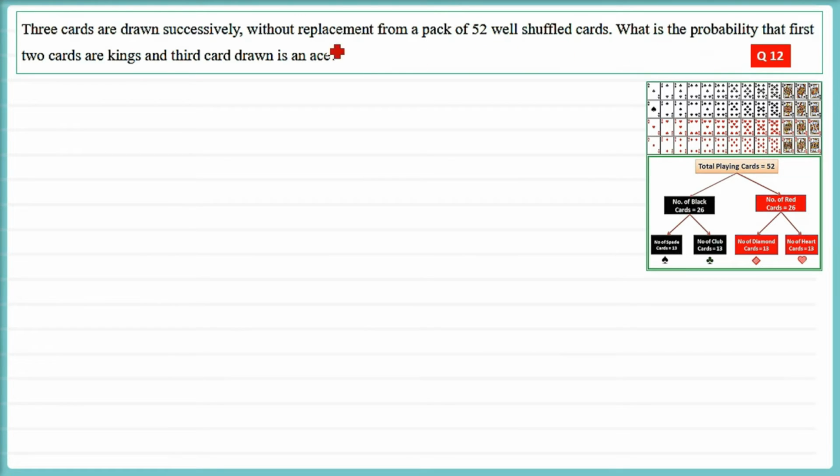What is the probability that the first 2 cards are kings and the third card drawn is an ace? Now in all there are 52 cards. 4 cards are kings, 4 of them, and 4 of them are aces, 1 from each suit. So we are picking 2 cards of kings and the third card as an ace.